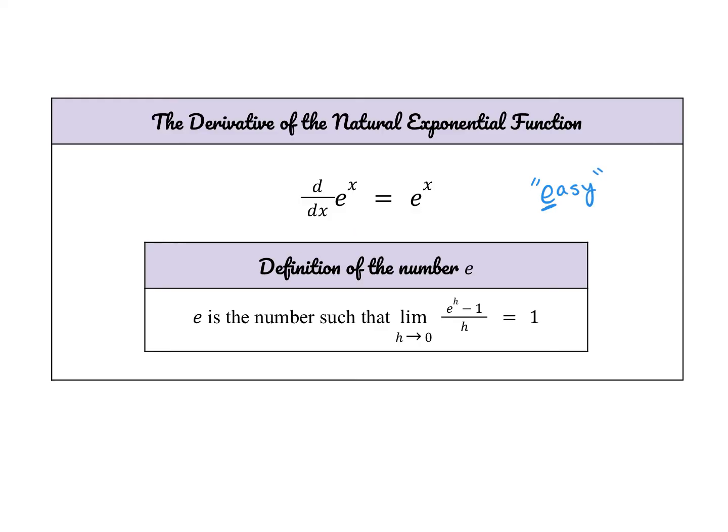rule, and to complete that proof, we do need to know this formal definition of the number e. So e is a number such that the limit as h approaches 0 of e to the power of h minus 1 over h equals 1. So just make note of this because we are going to use this definition in the proof that we're going to do on the next slide.